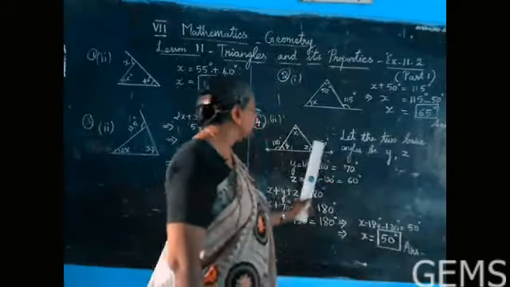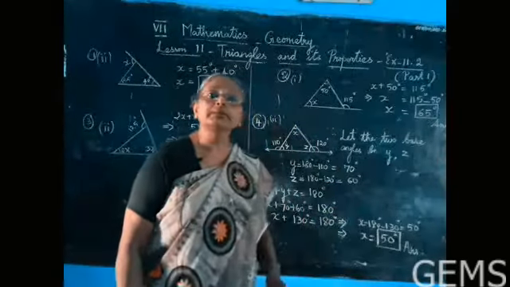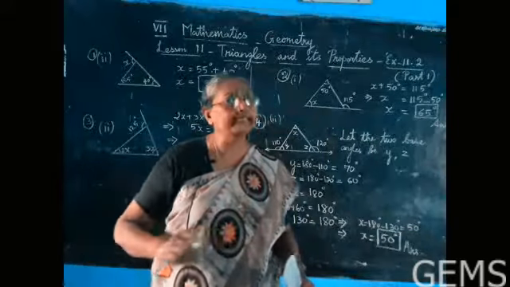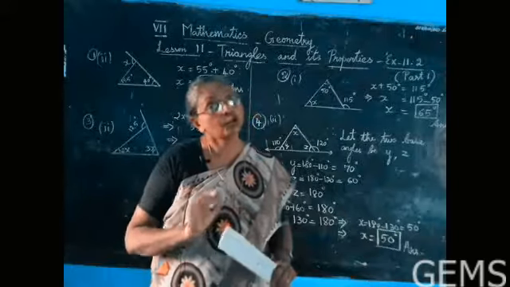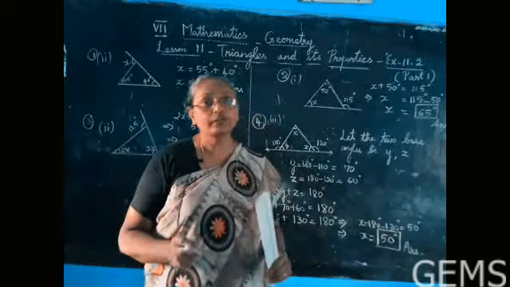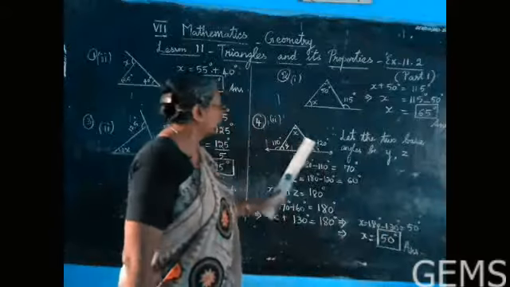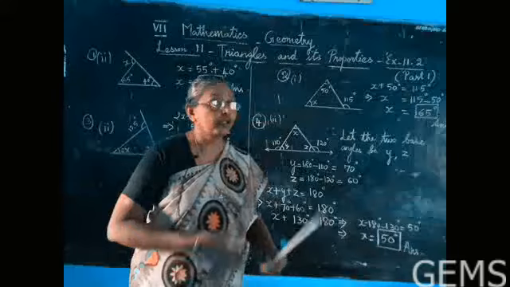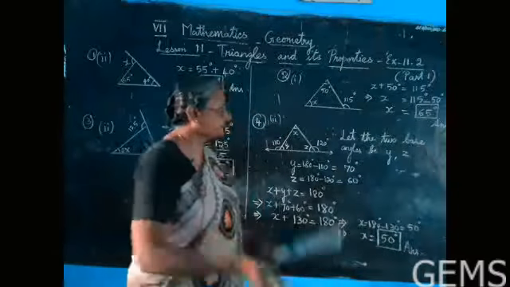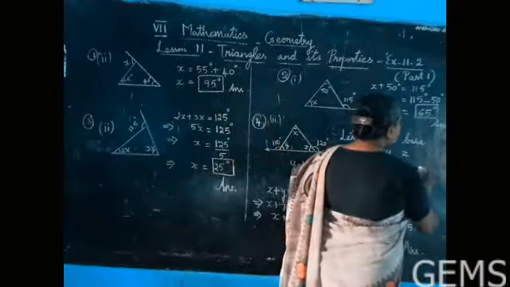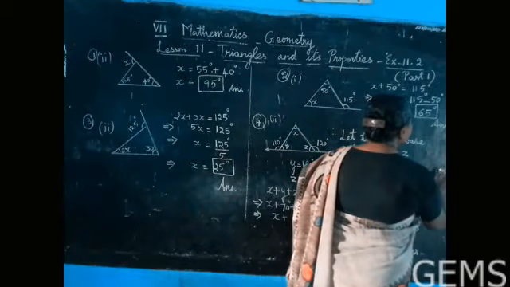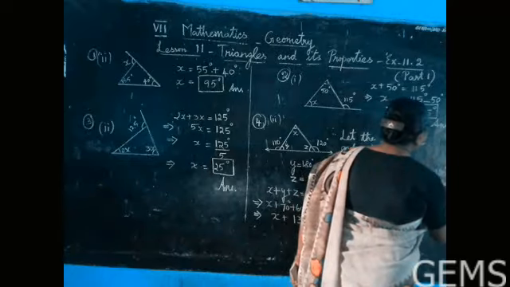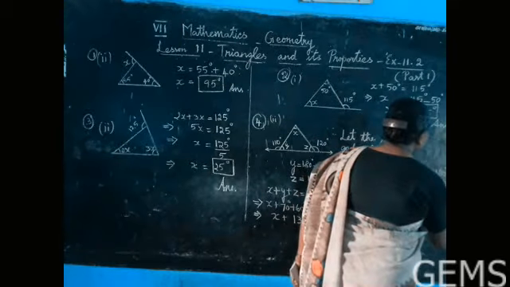Suppose the triangle is an equilateral triangle. Then all these sides are equal and angles also will be equal. In that case, what will be the measure of each angle? x, y, z. What will be the measure? They are all equal. In that case, we can say it will be 3x, and 3x will be equal to 180 degrees. x will be equal to 180 degrees by 3, which is 60 degrees.